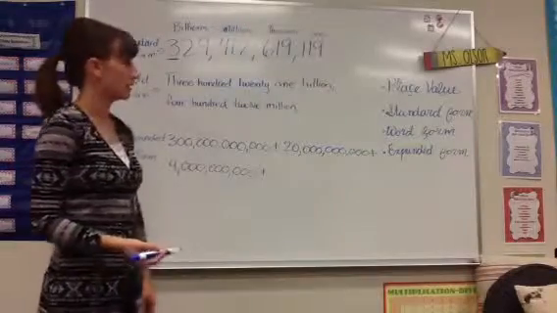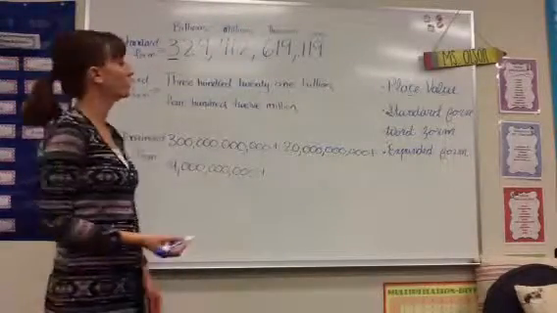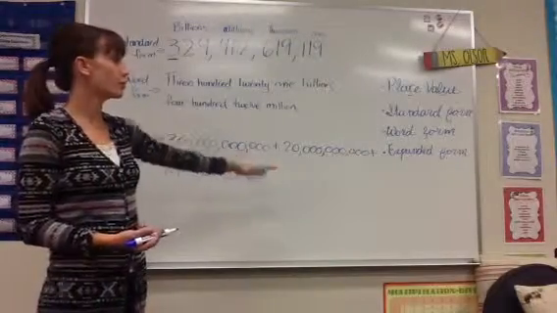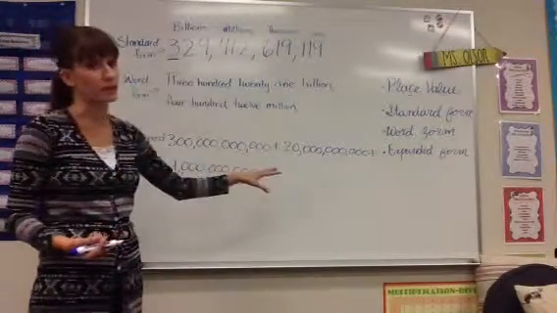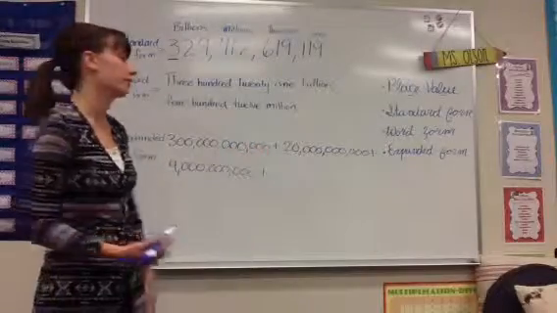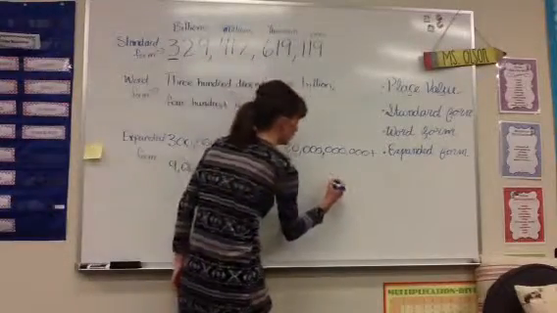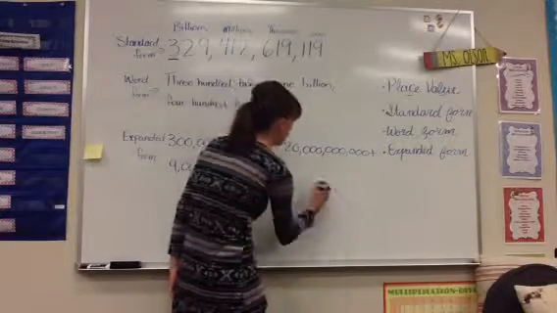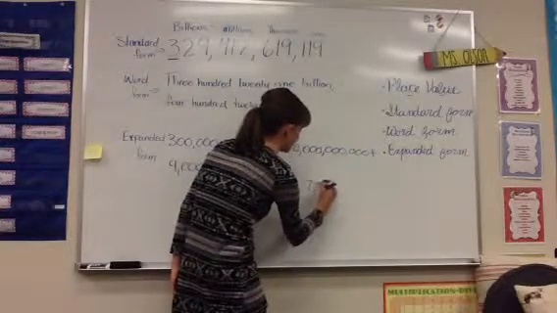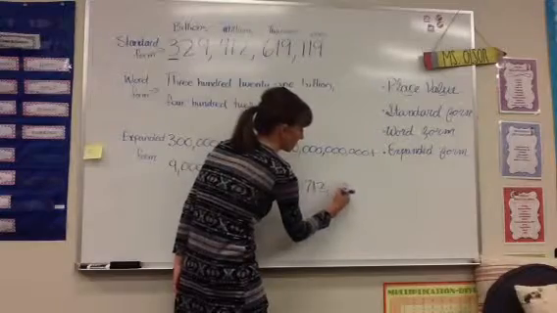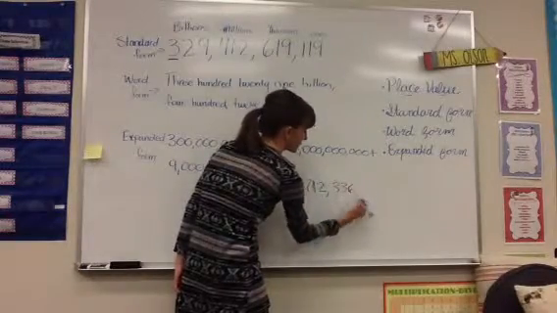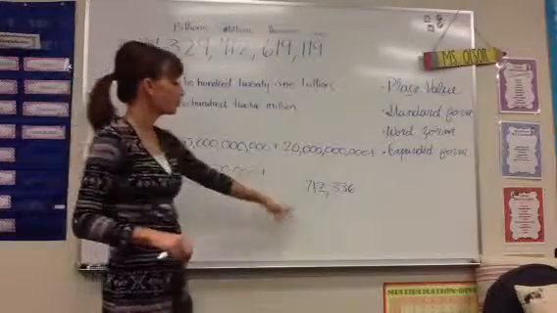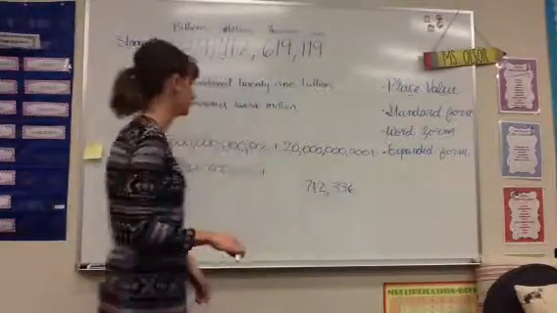All right. I'm going to do a smaller number over here in the corner. For those of you who might be feeling a little bit overwhelmed, let's break it down a little bit with a smaller number. I'll do just one in the thousands period. Let's do 712,336. Now for standard form, it's already in standard form.